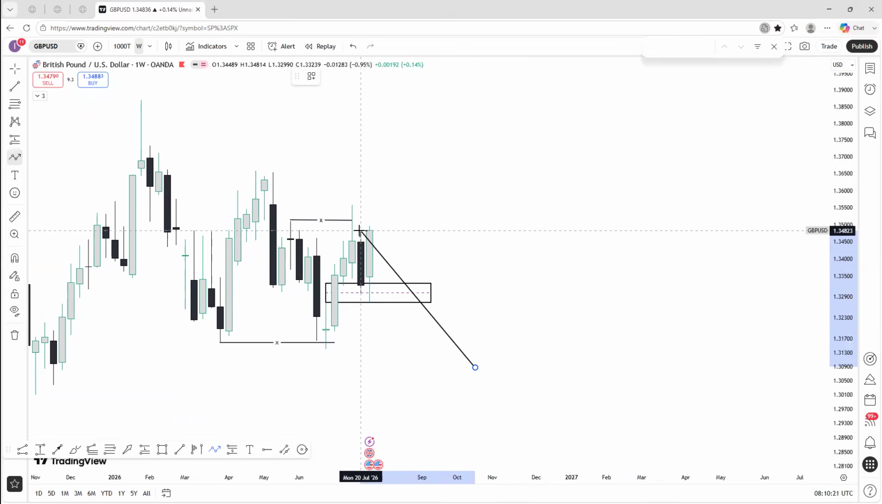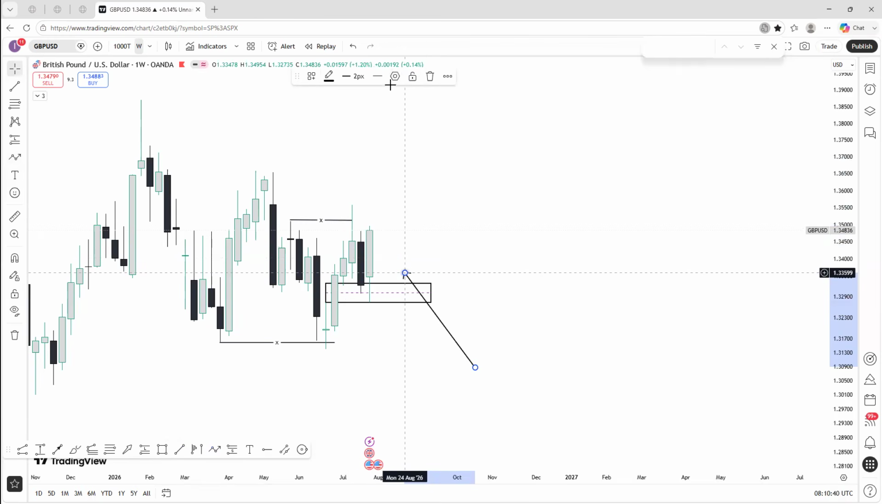and it closed above the previous candle high. Okay, sorry. It closed above the previous candle high. So it shows an engulfing candle. So that is a very good confirmation for reversal from that imbalance. So we are looking for buys.